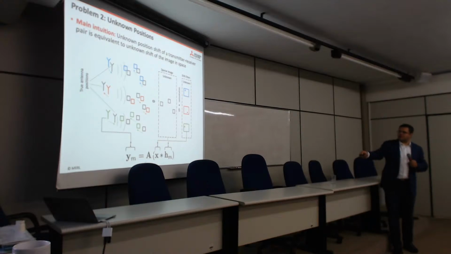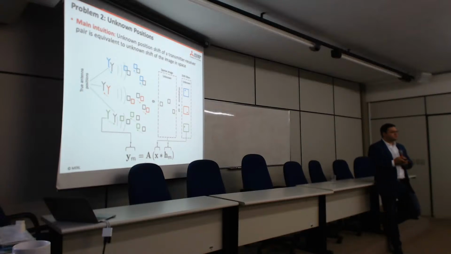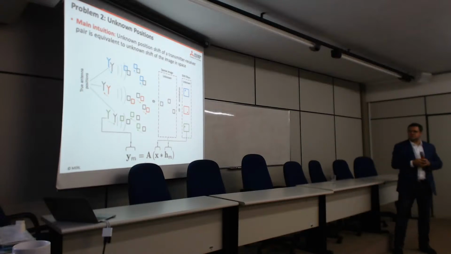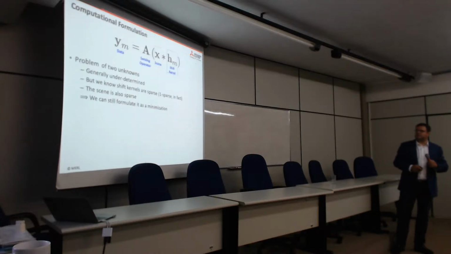Right? So what you can do is actually take the scene and model it as a scene convolved with a spatial domain impulse, which reflects the 2D shift of the scene because of the unknown position, measured by the radar operator. That gives you the data. And you can do that for every pair.